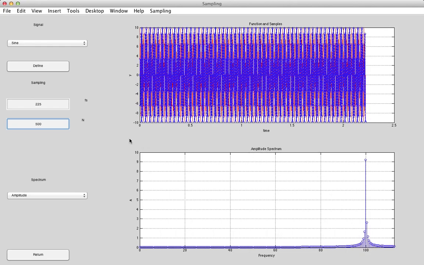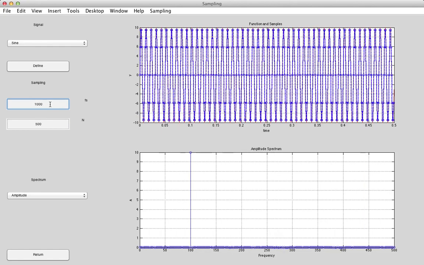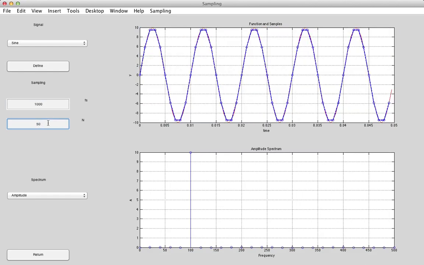But again, still not as good as if we just simply sampled faster. So if you really want to get the amplitude, the best thing is to go probably 10 times faster than your input frequency. And you don't really need that many samples to capture it. But the more samples and the faster the frequency, the better you'll get it.